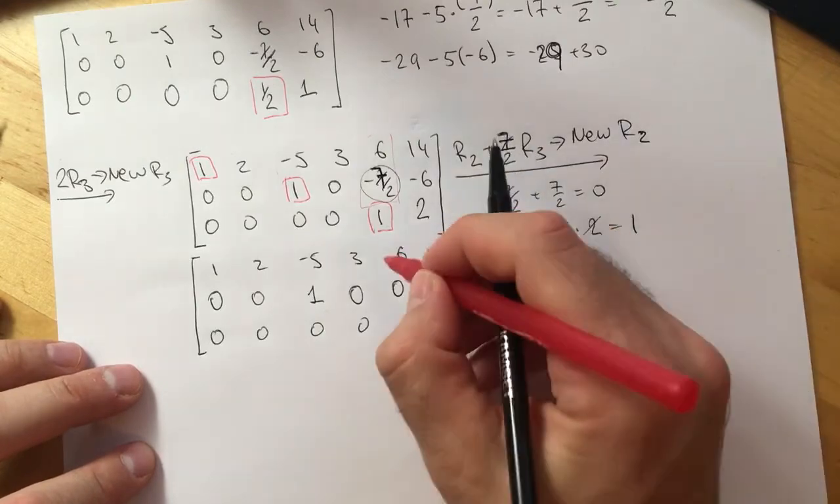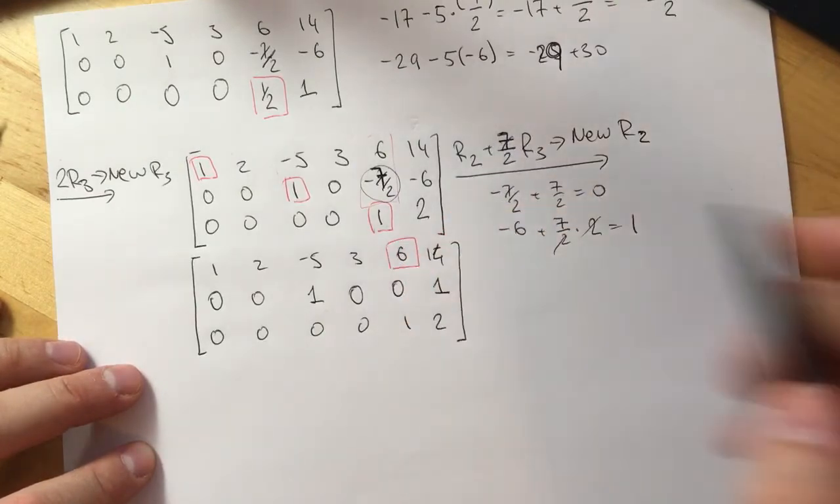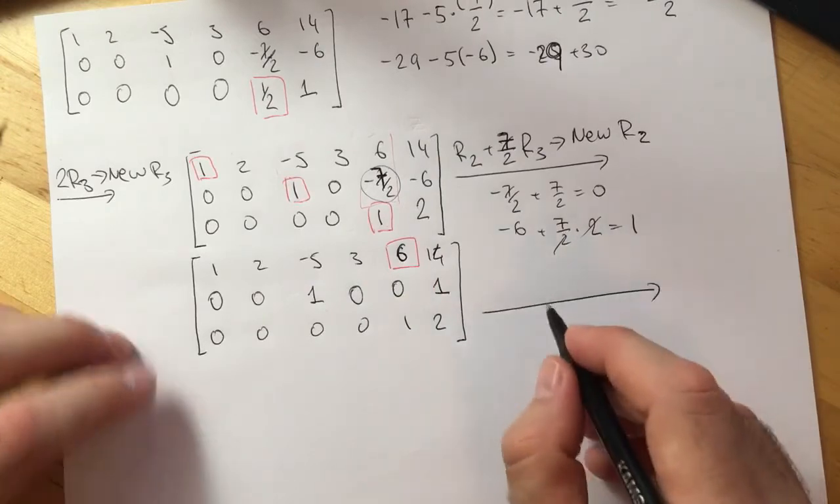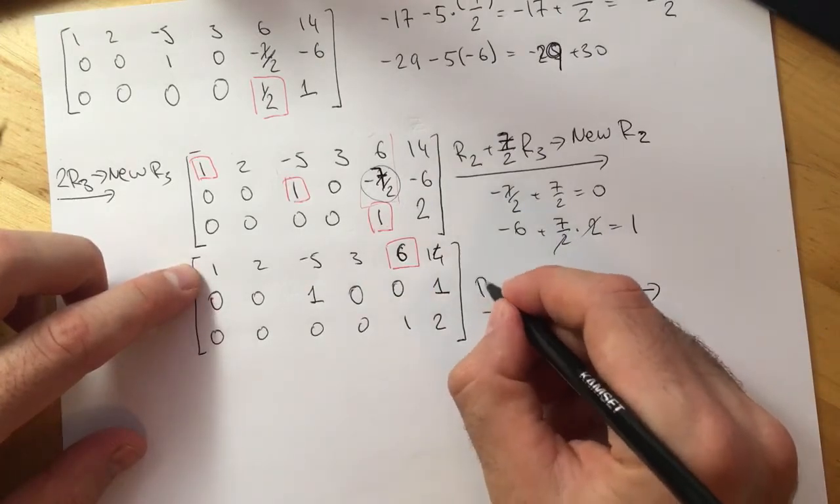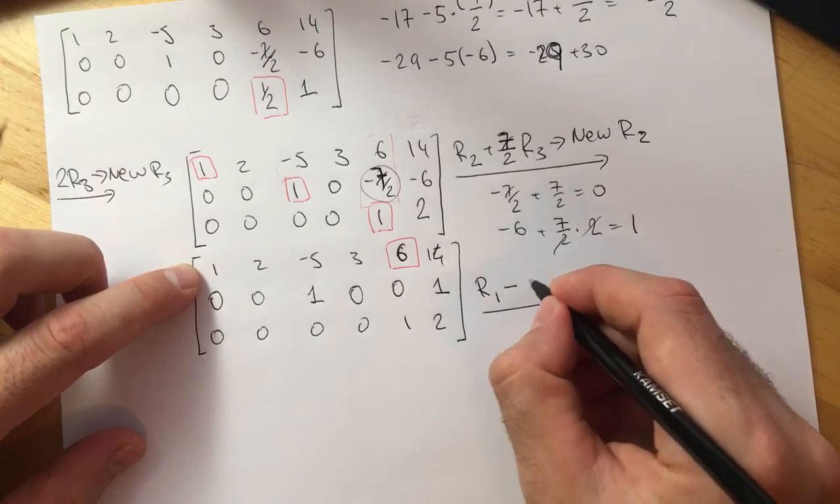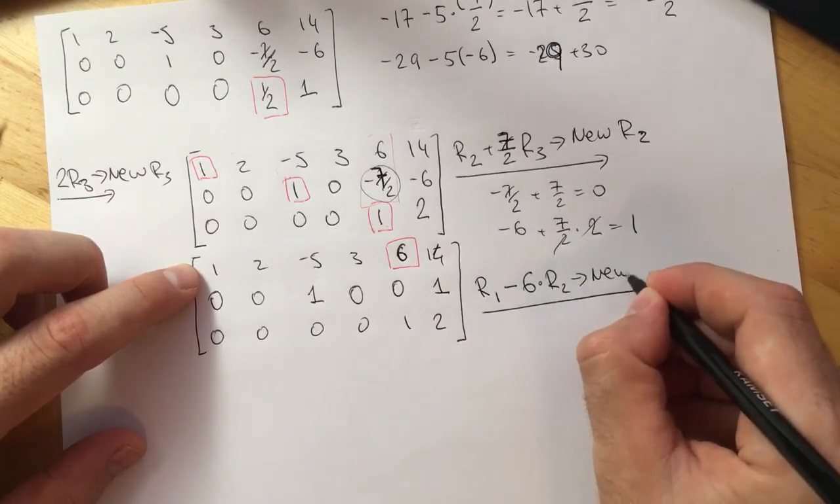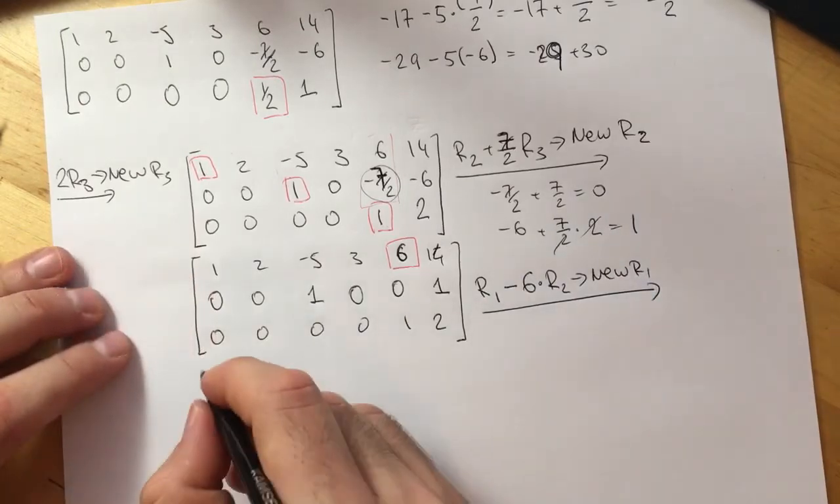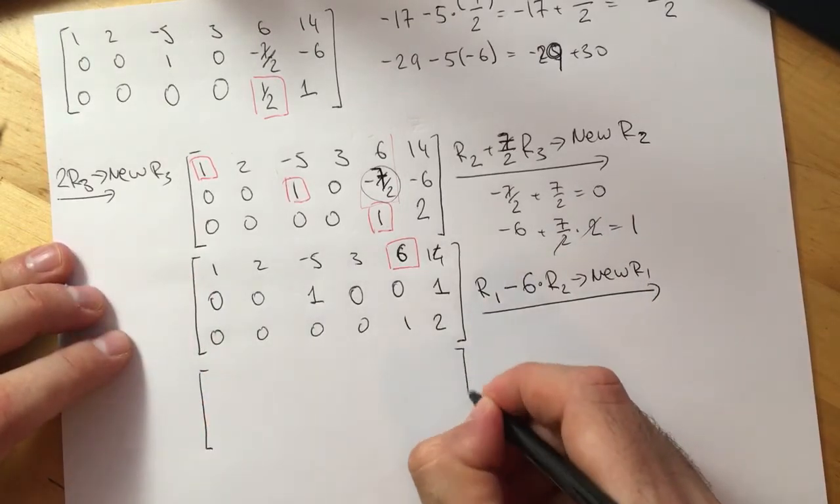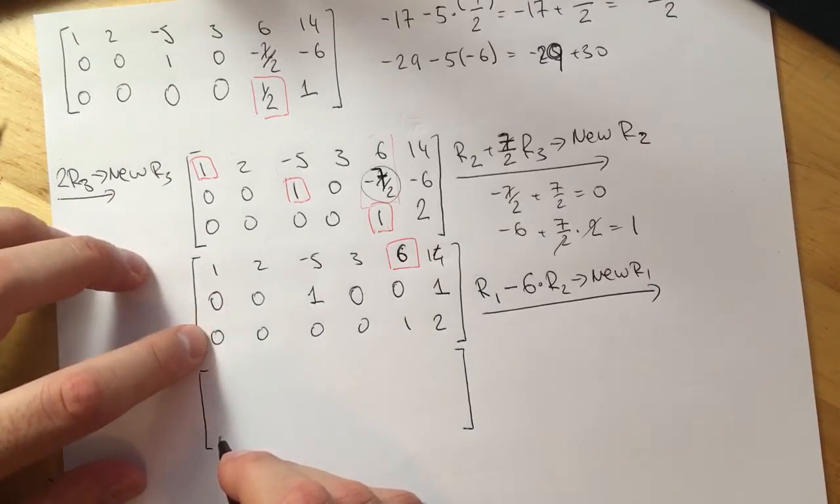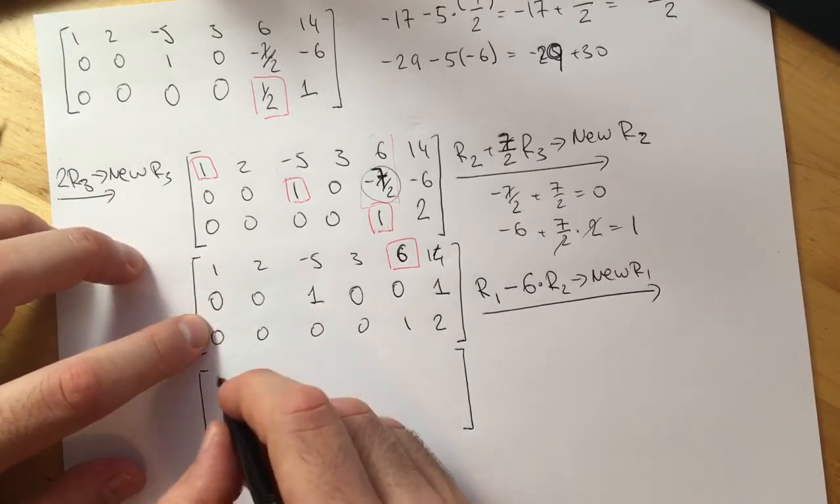Now I need to eliminate this entry because it's above this leading one. So I'm going to change the first row, and I start with that one, row 1 minus 6 times row 2. It's my new row 1. So I'm changing the first row. 1 minus 6 times 0. 6 times 0 is 0, so 1 minus 0 is 1.